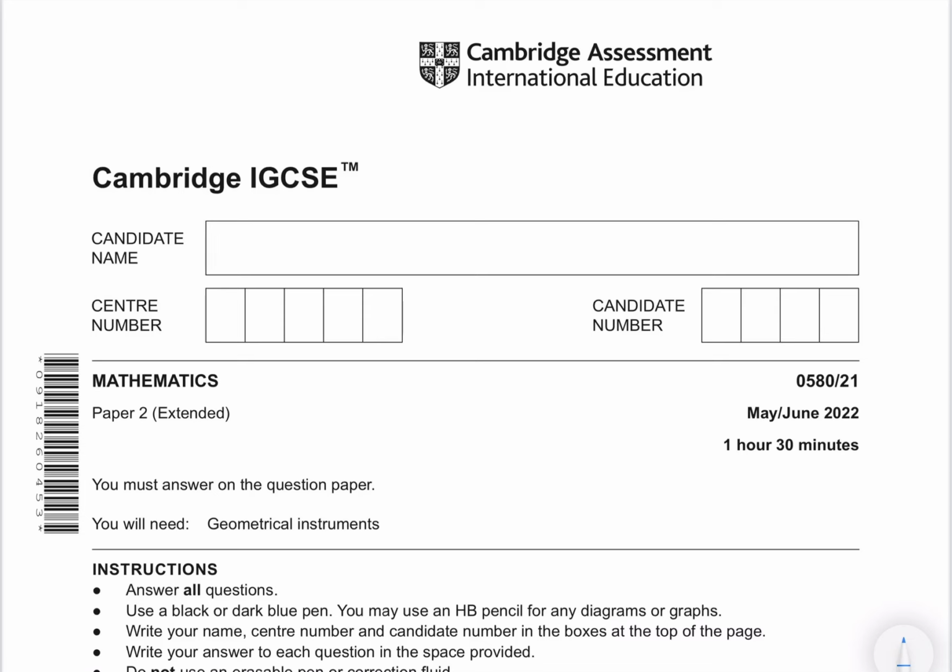This is May-June 2022, Paper 2, Variant 1, code is 0580, IGCSE Math paper. Let's solve the question paper.